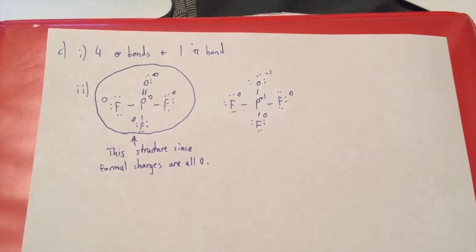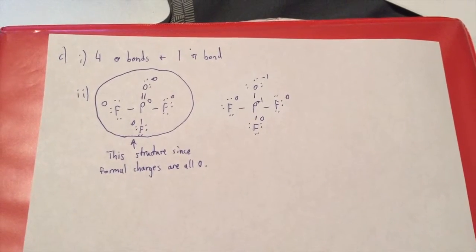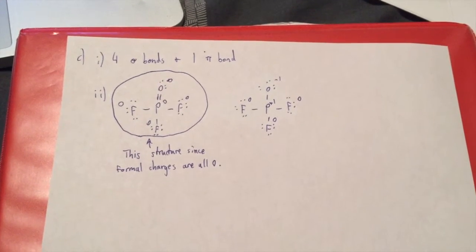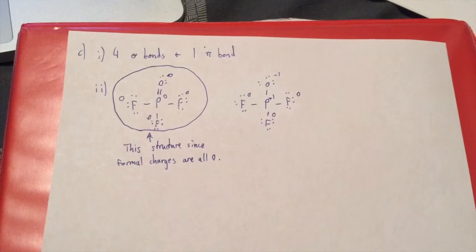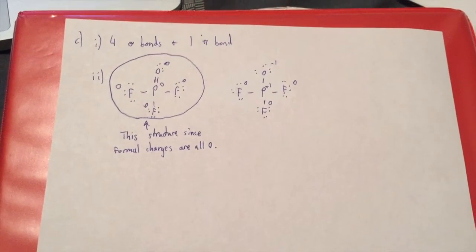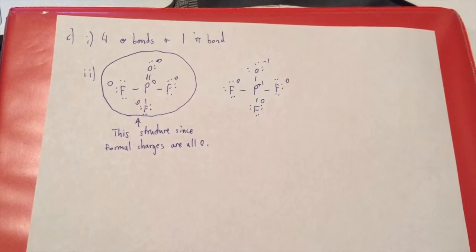In Part C, we are given two Lewis structures of OPF3. And in part 1, we are asked how many sigma bonds and how many pi bonds there are in structure 1. And in structure 1, there are 4 sigma bonds and 1 pi bond.